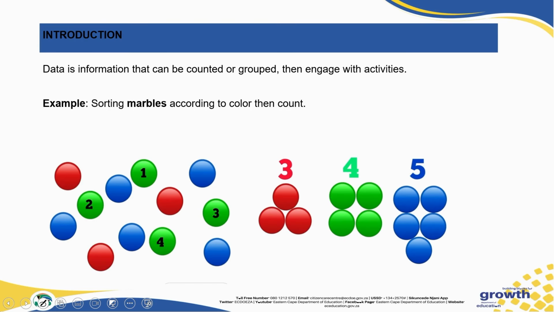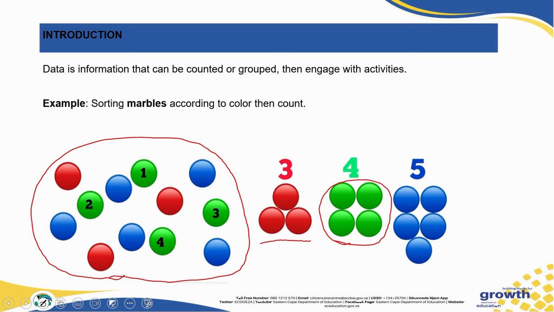1, 2, 3, 4. We have 4 green marbles. Well done, grade ones. Now we move to blue color. Remember, we've collected red marbles. We've collected green marbles. We said our red marbles are 3. Now our green marbles are 4.